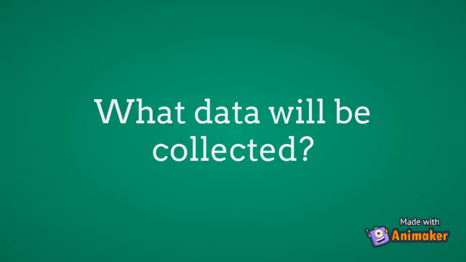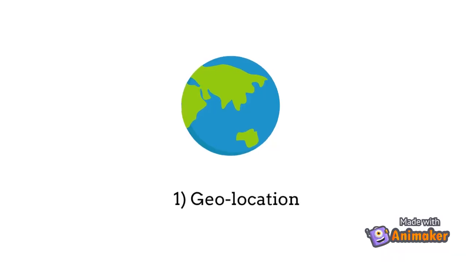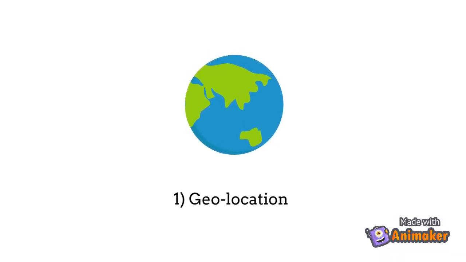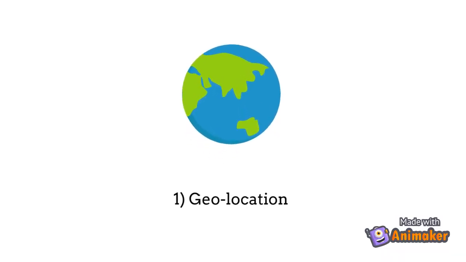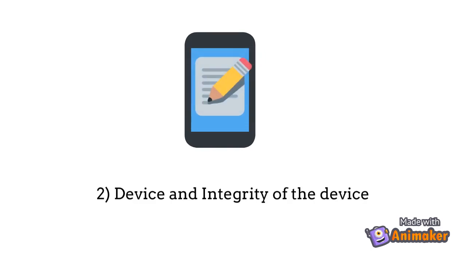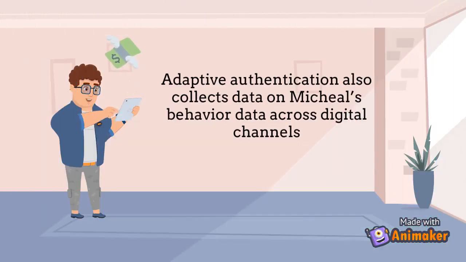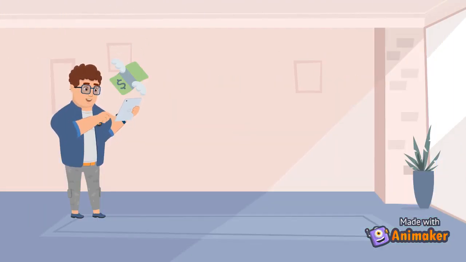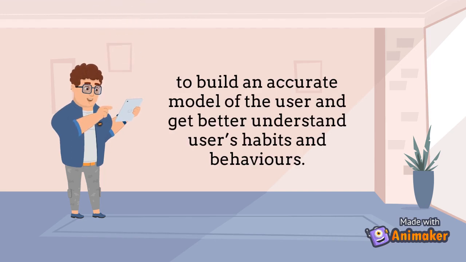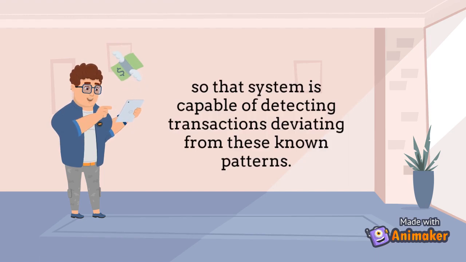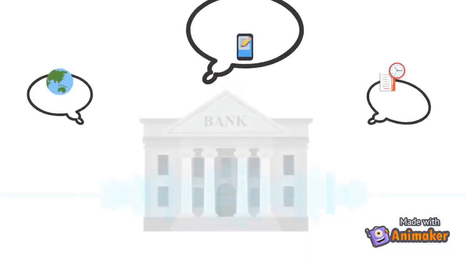So, what kind of data is collected? Some of the data include the geolocation of the user, the device integrity, and finally the duration and time of the transaction. This algorithm also collects data on Michael's behavior across digital channels. This is to build an accurate model of the user and get a better understanding of users' habits and behaviors. This is done so that the system is capable of detecting transactions deviating from these known patterns.